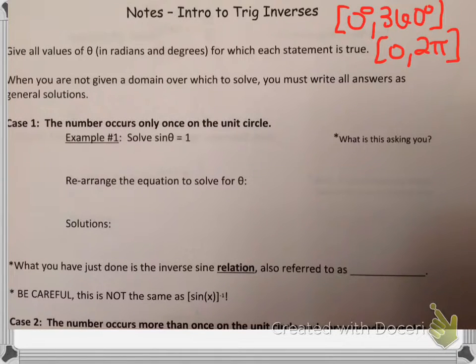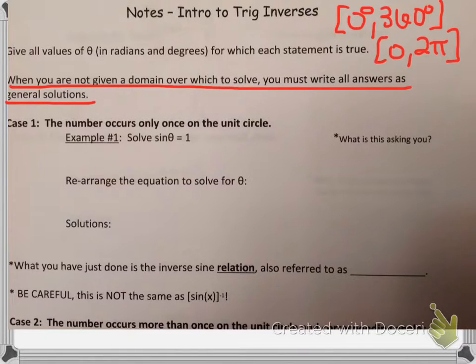What we have not dealt with enough is the general solutions, and we need to deal with that more because that's going to happen quite a bit. So when you're asked to solve a trig equation and you're not told where to look for your answers, you have to look for all answers. And that means we've got to write our answers as a general solution.